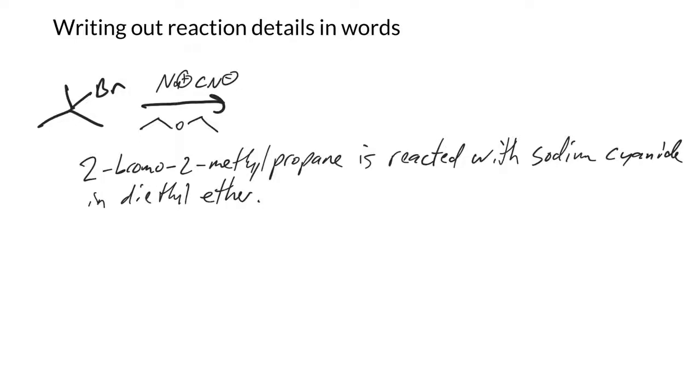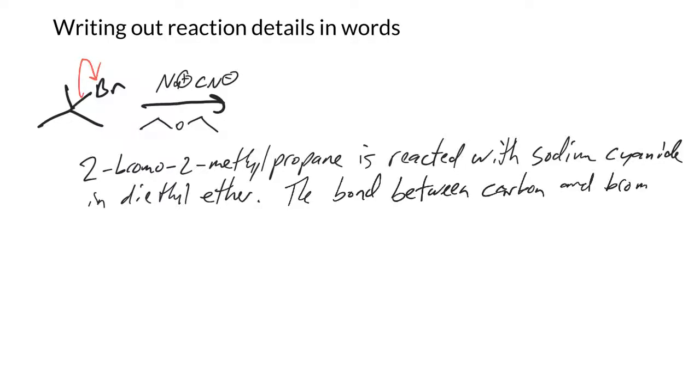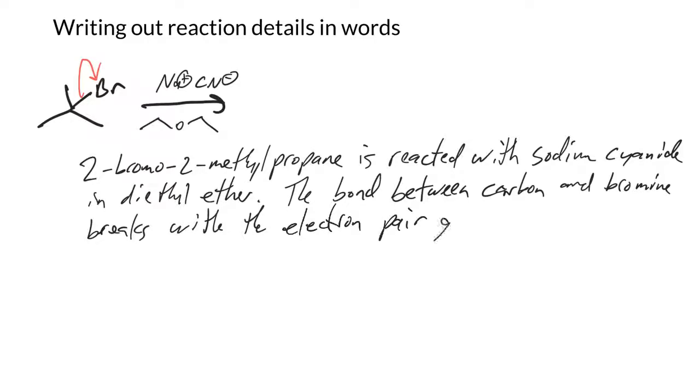Well, since it's an SN1 reaction, this pair of electrons will leave with the bromine. So let's try to explain that in words. So the bond between carbon and bromine breaks with the electron pair going on to bromine.